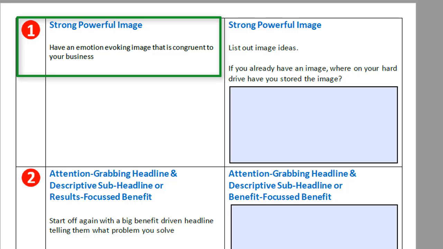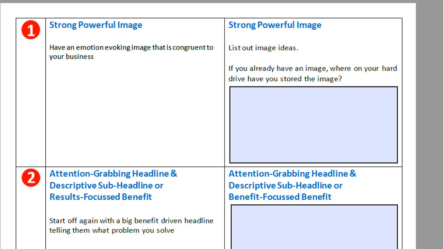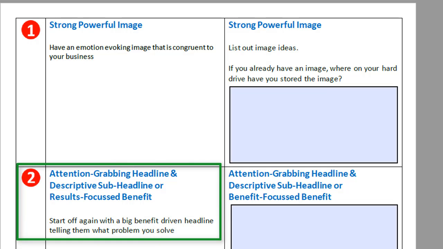In fact, there's a saying that people buy an emotion and they justify with logic. So these images are very, very important. Then the next thing, of course, is, you've seen this a million times, the attention grabbing headline. And here's a little bit of a twist, okay?